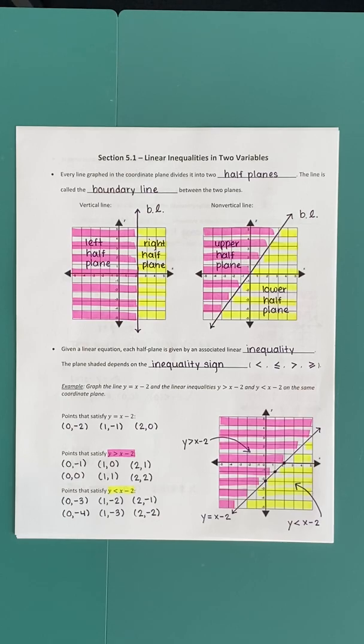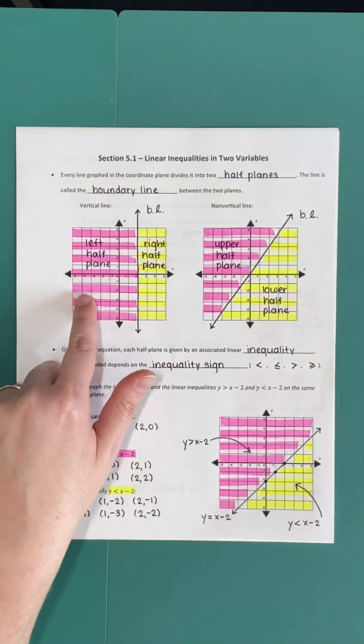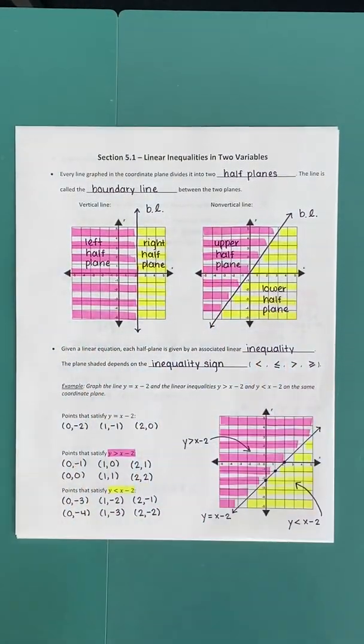Now the plane we get, the plane we shade, the left, the right, the upper, the lower, is going to depend on the inequality sign. So is it less than? Is it greater than? Is it less than or equal to? Greater than or equal to? Different inequality signs are going to result in us choosing or shading a different portion of the coordinate plane.